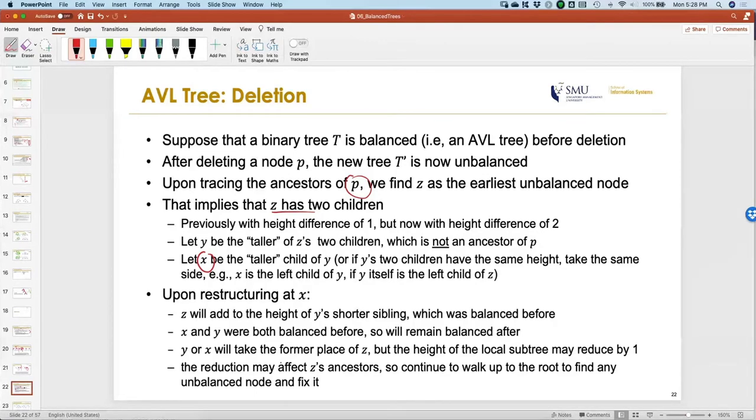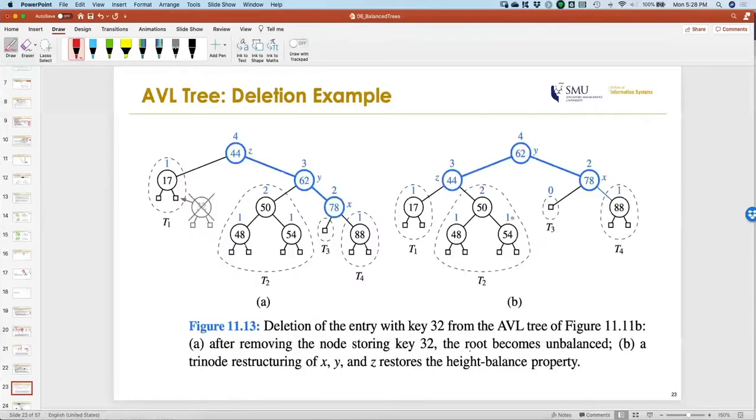Okay, so now let's take a look at an example. In this case, we have the before and after. So here you have 44, 32. We're going to remove 32, right? So this has been removed. Now we have a height of 1 here, and we have a height of 3 here. So that is now not balanced. The first one that is imbalanced is Z here.